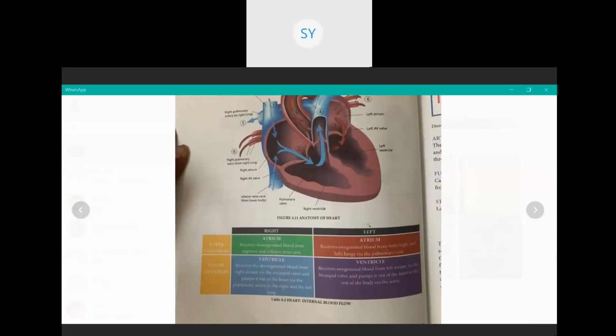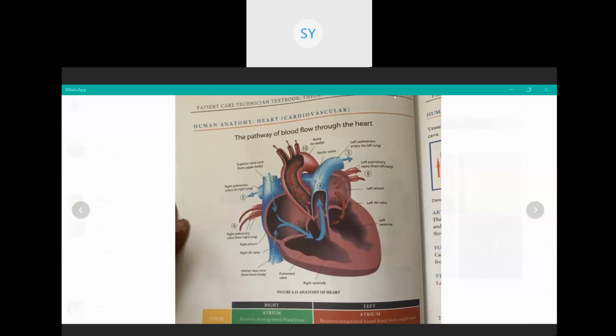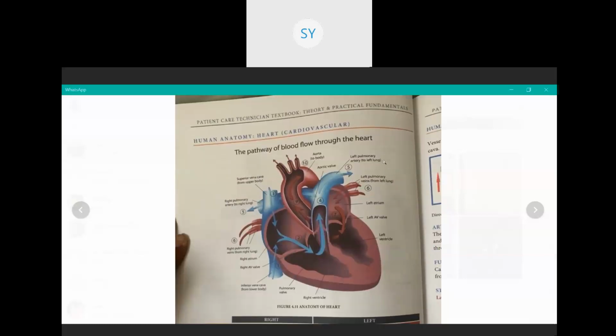So you can see here. So this is actually how our heart looks like.